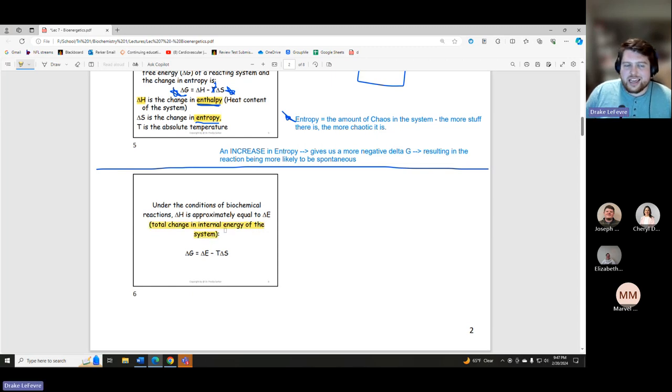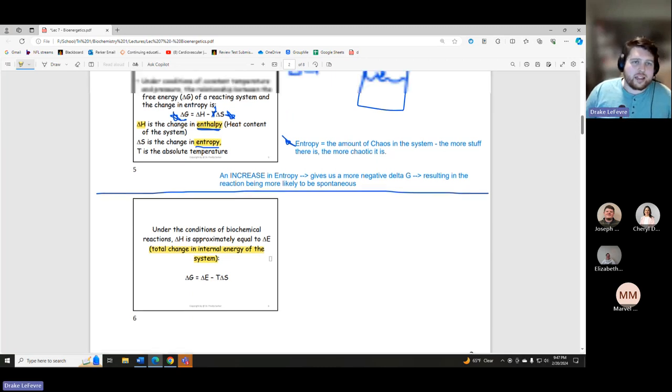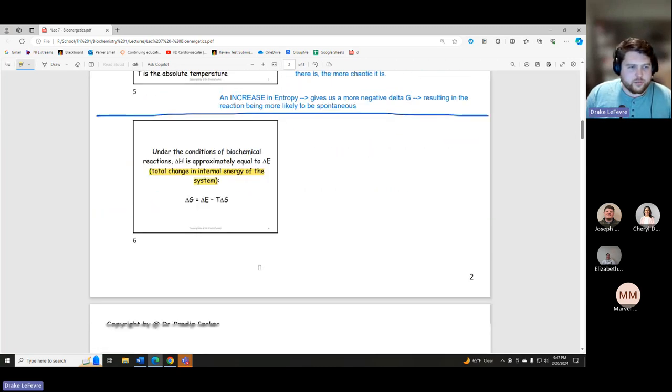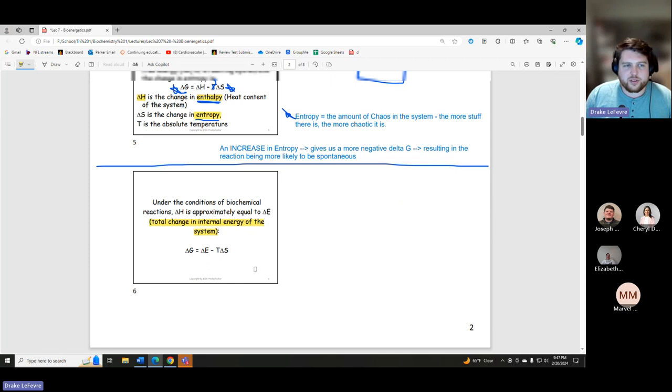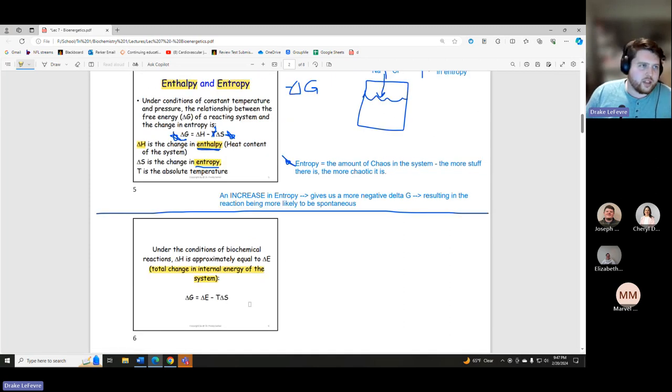So again, is it endergonic or exergonic? Is energy being released? Is energy being absorbed? That kind of change of energy and how that affects the reaction being spontaneous or not. Okay, but I don't want to go too much deeper into this. So let's go ahead and pause here, and we'll pick this back up.